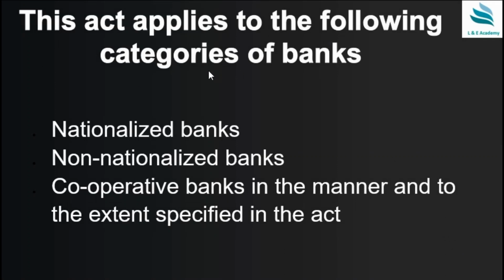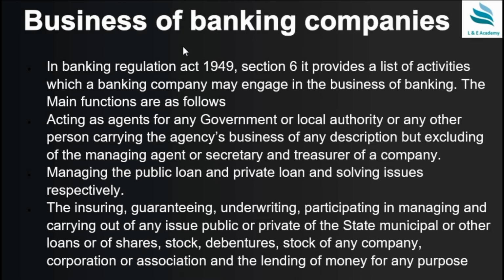Now, this act applies to the following categories of banks: nationalized banks, non-nationalized banks, and cooperative banks, to the extent specified in the Act. Now, what is the business of banking companies? In Banking Regulation Act 1949, Section 6 provides a list of activities which a banking company may engage in as the business of banking. The main functions are as follows: to act as an agent of any government or local authority or any other person carrying on agency business of any description, but excluding the managing agent or secretary and treasurer of a company.